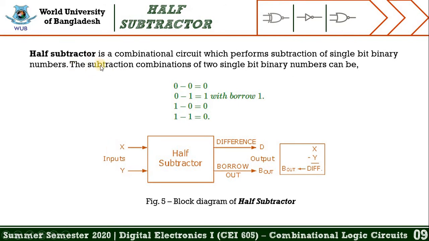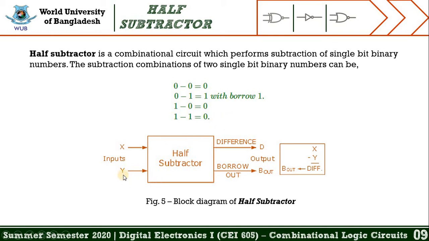Now it's time to learn the Half Subtractor. A Half Subtractor is a combinational circuit which performs subtraction of single bit binary numbers. The subtraction combinations of two single bit binary numbers can be 00, 01, 10, 11. And in the second case, when 1 is subtracted from 0, we need to borrow 1. In the rest of the three cases we do not need any borrow.